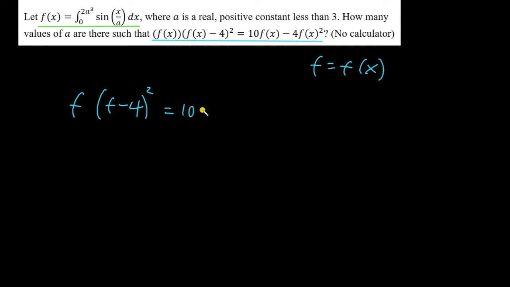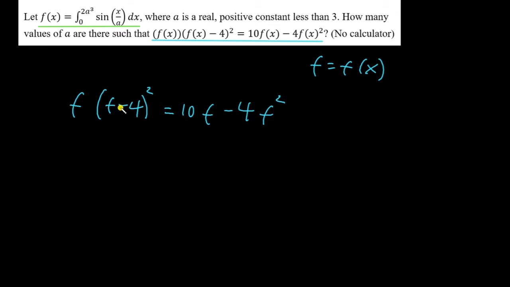Let's see. First thing I'm going to do is deal with this part here. You can either deal with this algebra part, or you can deal with this calculus part. You can do them in whichever order you want. I'm going to do the algebra one first. Instead of saying f of x over and over, because the parentheses are going to get really confusing, I'm going to say that f equals f of x, where f is just a function of x. So I can just replace f of x with f to get rid of some of these annoying parentheses. So we'll have f times (f minus 4) squared equals 10f minus 4f squared.